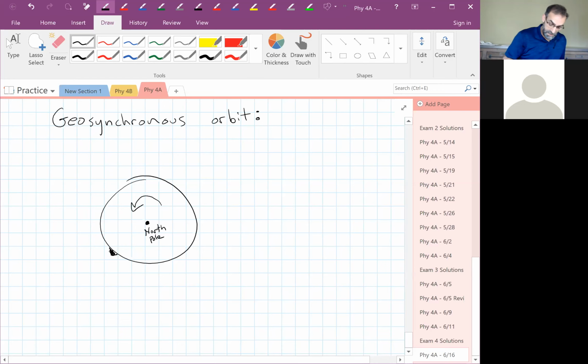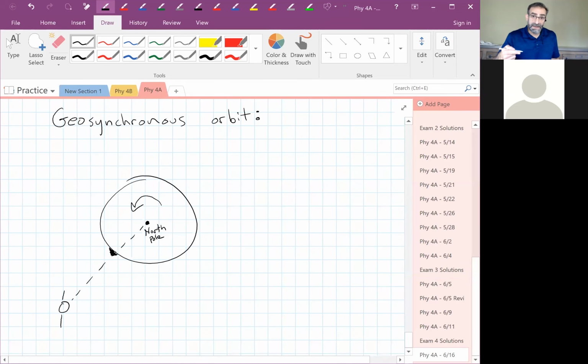Now here's some imaginary point on Earth. Maybe that's your house. At the equator, it's your vacation home on the equator. And if we draw a line through that point, directly above that point, there's a satellite. At this moment in time.